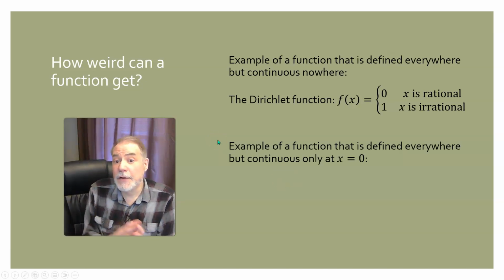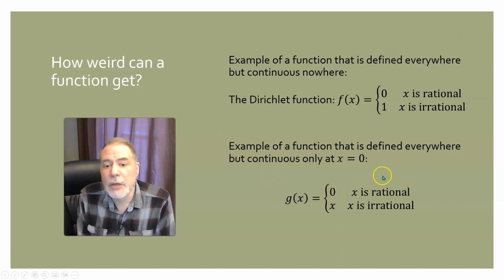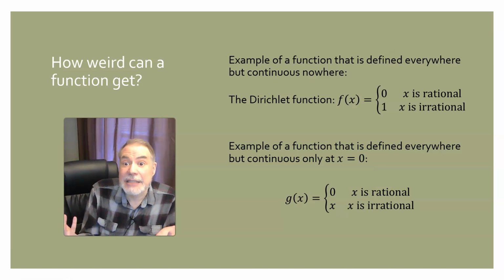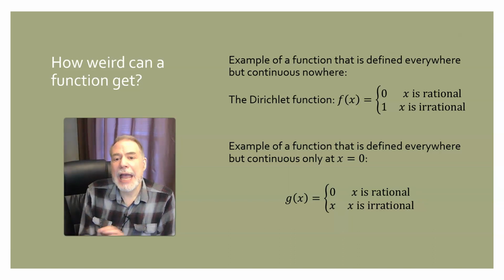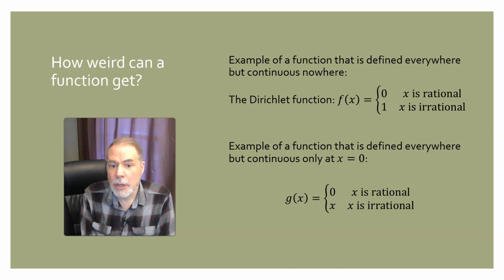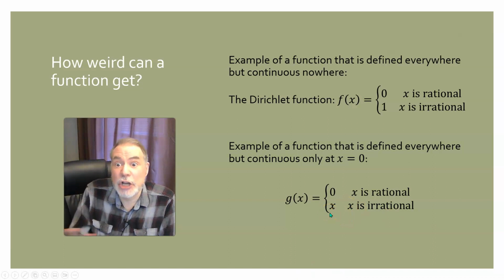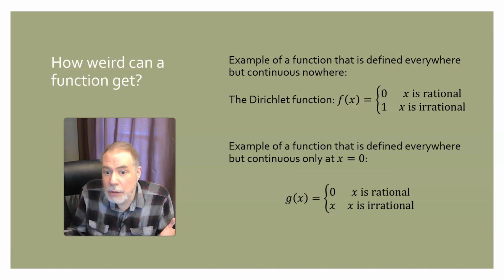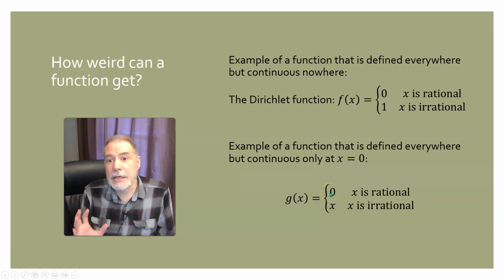And then here's an example of a function that's defined everywhere, but continuous only at the point x equals 0. And that would be the function that's equal to 0 if the number you put in for x is a rational number, and it's equal to x if the number you put in is irrational. Now, whenever x is close to 0, g of x is either equal to 0 or it's equal to x, which I just said was close to 0. So it's always close to 0 when x is close to 0. And that matches what happens when x equals 0. And so it is continuous there.